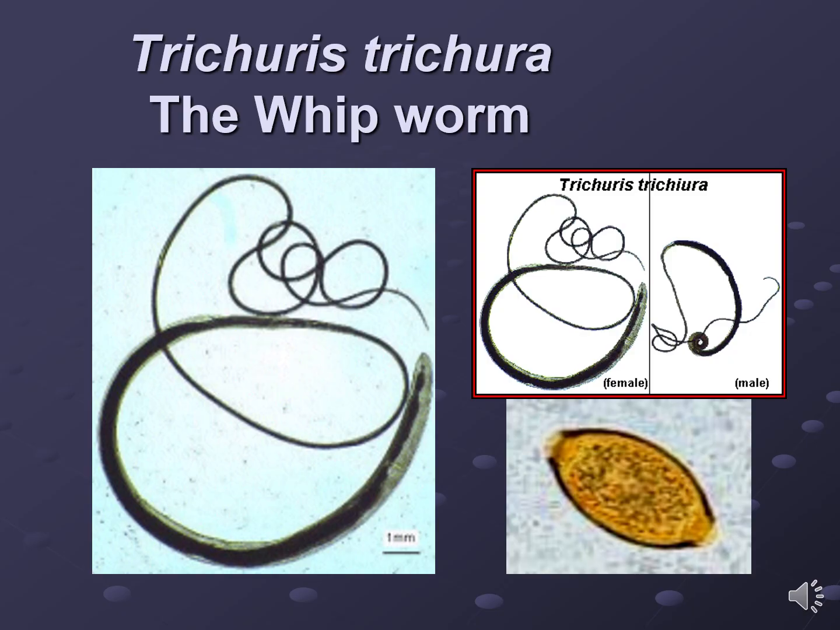Trichuris trichiura, the whipworm. It is so called because of its shape: 1/3 of it is thicker than the other 2/3, hence it looks like a whip, the whip with which they whip the horses that would be pulling a carriage, and the characteristic egg, you see it there as well.